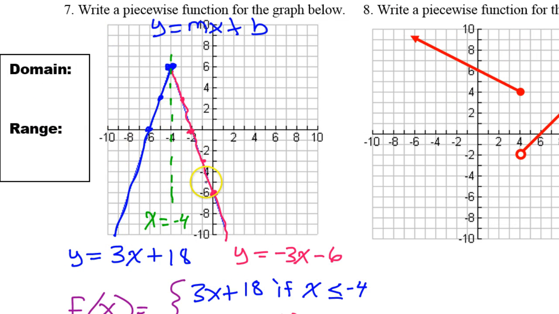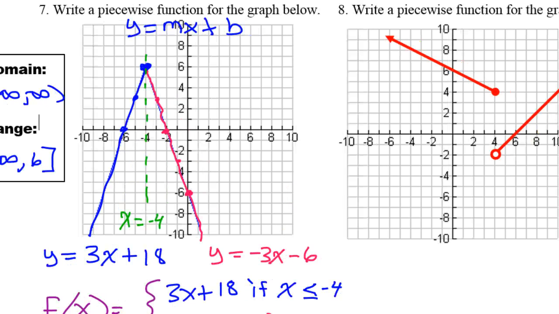The domain of this graph, it goes left forever and right forever, so that's negative infinity to positive infinity. The range, the y values from bottom to top, it goes down forever up to a height of 6. So that's negative infinity to 6 bracket.